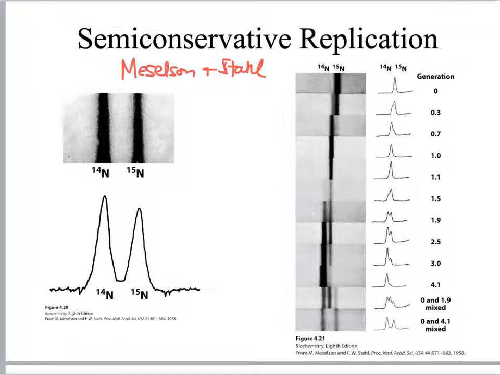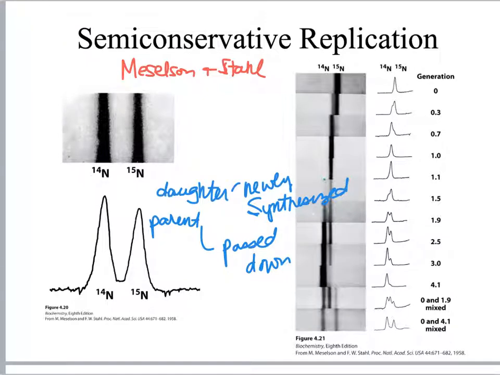So if the strands are separated, you would yield two single-stranded templates, and those templates could be used to synthesize new DNA. As replication takes place, one strand is newly synthesized, and we call that the daughter strand, and the other is passed down, and that's the parent strand. So the daughter's newly synthesized, the parent's going to be passed down.